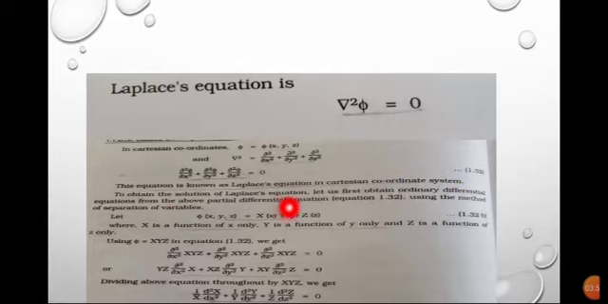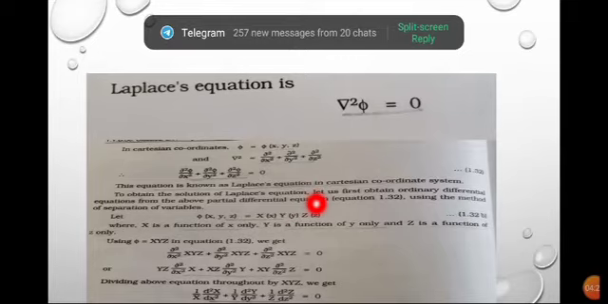To obtain the solution of Laplace equation, let us first obtain ordinary differential equations from the above partial differential equation. This is a partial differential equation, so we have to obtain ordinary differential equations using the method of separation of variables. So phi of x, y, z is equal to X of x, Y of y, Z of z. That means X is a function of x only, Y is a function of y only, and Z is a function of z only.